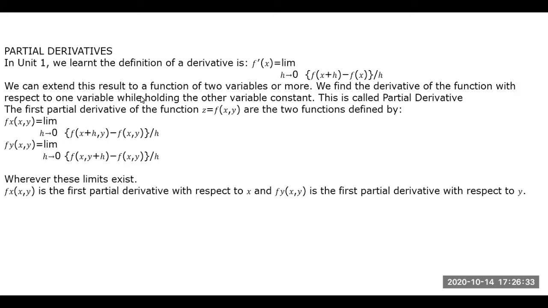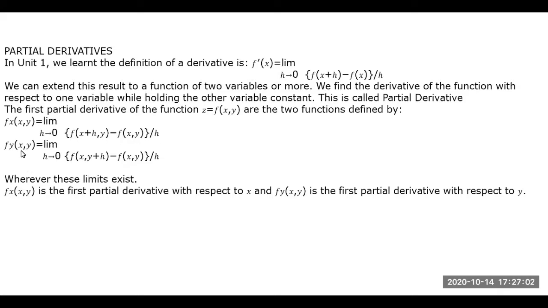So we find the derivative of a function with respect to one variable while holding the other constant. For example, if z is equal to a function f of x, y, then we can find fx, which really means we're differentiating the function with respect to x. And so y is held constant. And so it is the limit as h tends to 0 of f of x plus h comma y minus f of x, y over h.